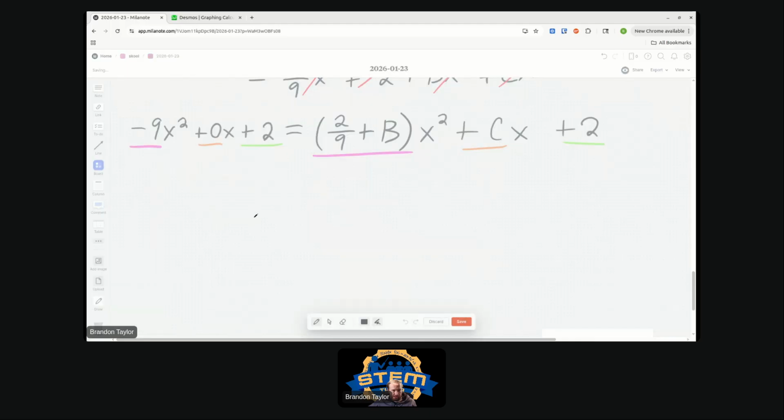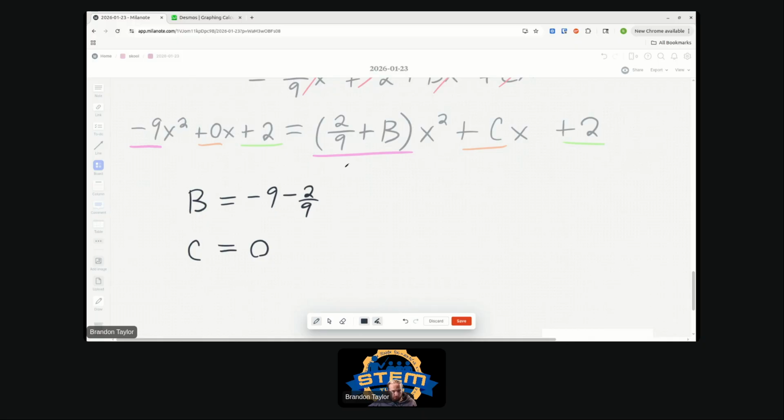Technically, this actually is a system of equations, because you're going to say c is equal to 0, and then you're going to say b plus 2 ninths is equal to negative 9. So b is going to be equal to negative 9 minus 2 ninths, whatever that is. These are technically a system of equations. It's just that they're simplified.